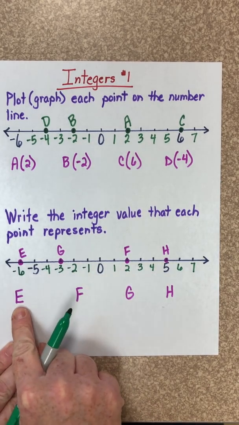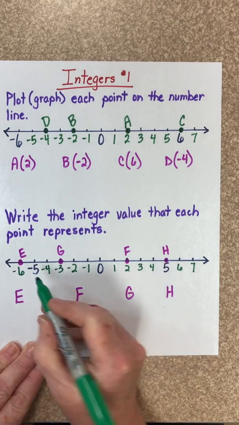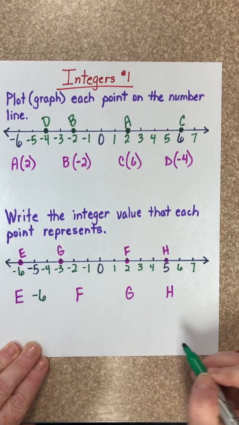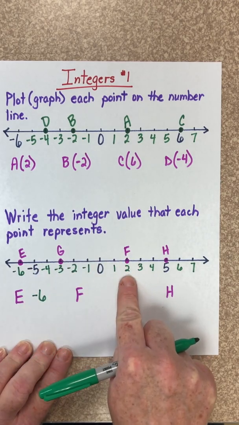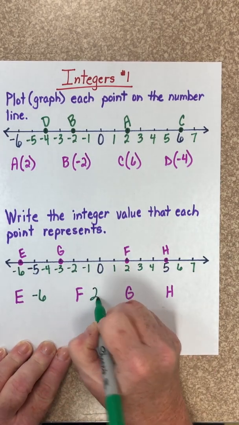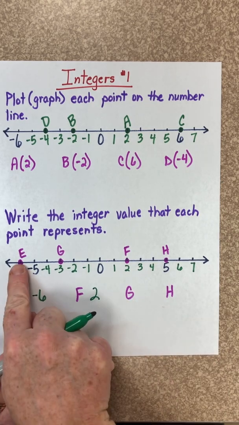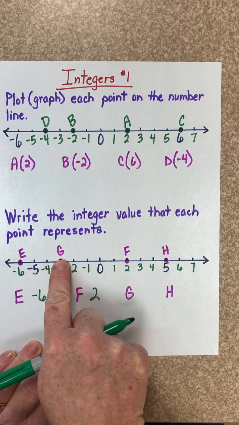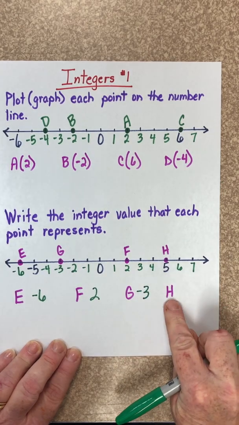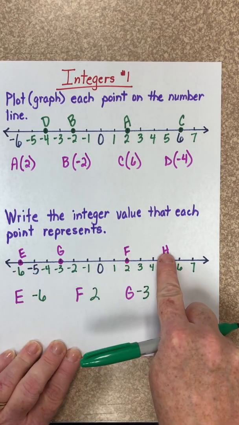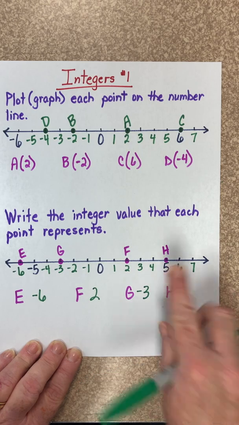So where is point E located? At -6. Where's F located? F is located at 2. Where's G? Here's G, point G, and it's located at -3. And last H, here's H, and it's located at 5.